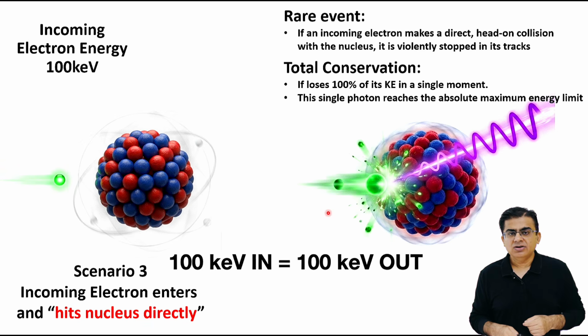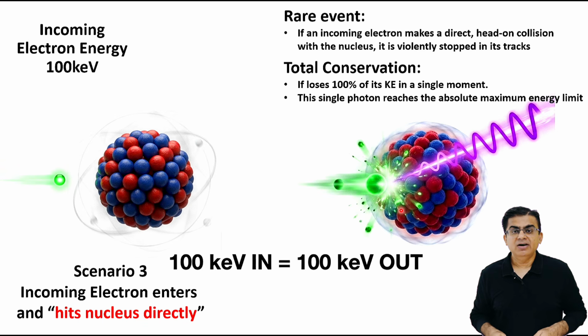Our incoming electron arrives from the cathode with an initial kinetic energy of, say, for example, 100 keV. Instead of passing by at a distance or near the nucleus, it travels straight into the center of the atom. Because it hits the massive nucleus directly, the high-speed electron is violently stopped in its tracks. This braking is very sudden. The incoming electron loses its entire 100% of its kinetic energy in one single moment.